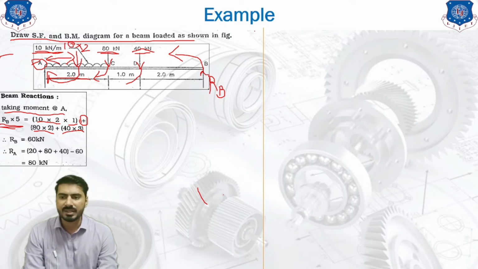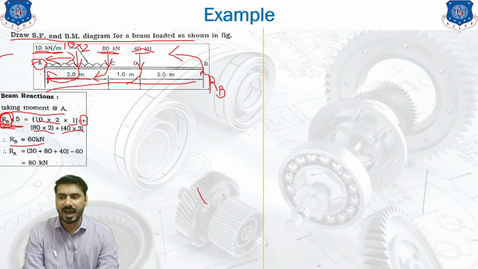So RB into the total distance up to point A, which is nothing but 5 meter. So in this particular relation, you will see there is only one unknown remaining, that is nothing but our RB. So if you make RB the subject, put 5 in the denominator on the right hand side and calculate, then you will get the answer of RB as 60 kilonewton.